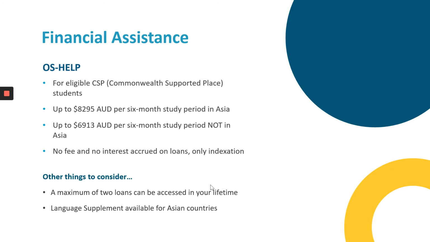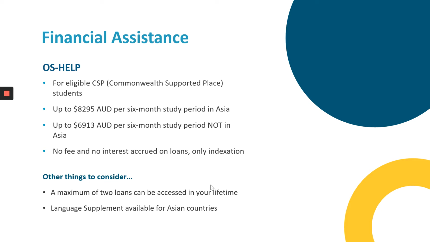On top of this, there's also OS Help. This is for eligible CSP students. This means Commonwealth Supported Place students. Anyone who's an Australian citizen and meets the other criteria, which you can find on their website, is eligible for OS Help.